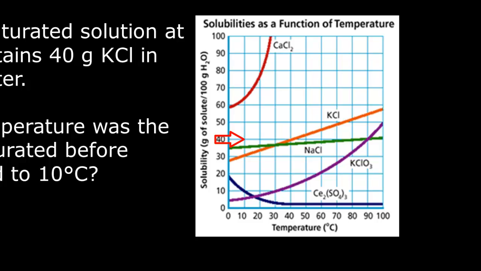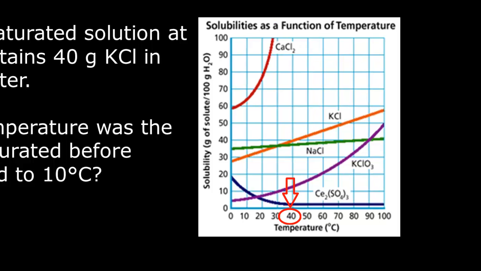So we need to find out where on the line that 40 grams of KCl can dissolve. So we move this 40 grams all the way till we hit the KCl line, and then we go down and see what temperature that's at, and it is 40 degrees. So we had to heat the solution up to 40 degrees, dissolve 40 grams, and then cool it down to 10.